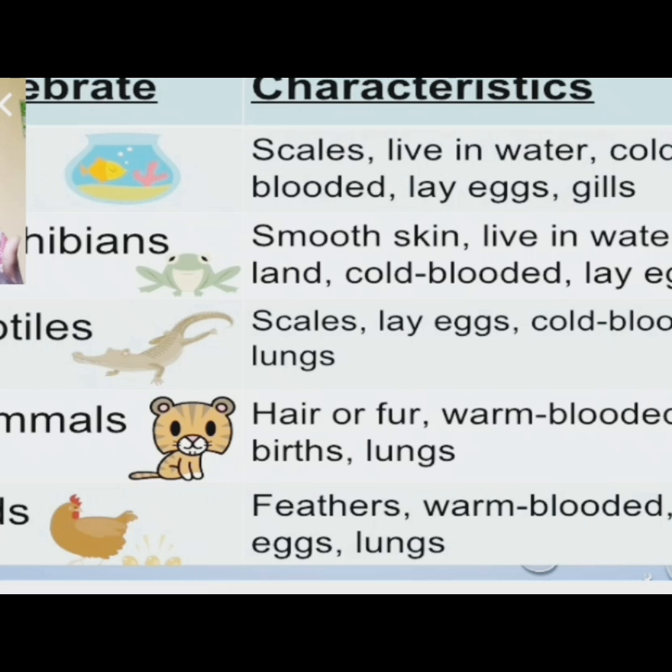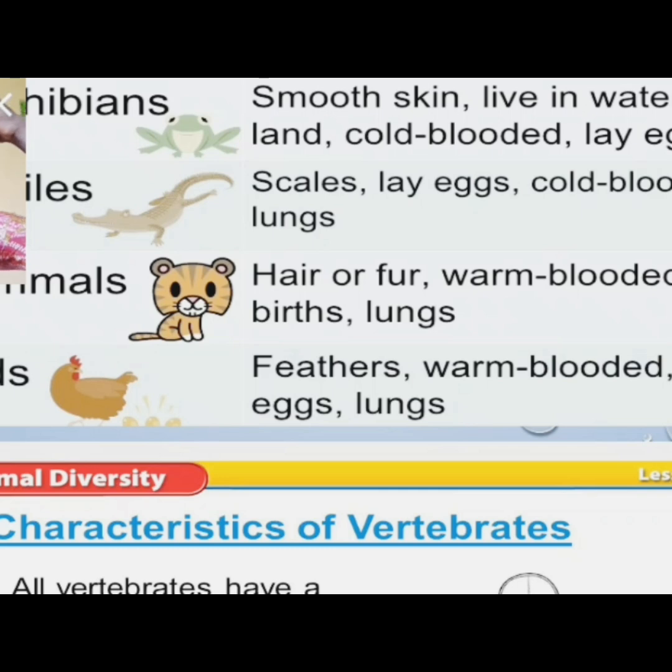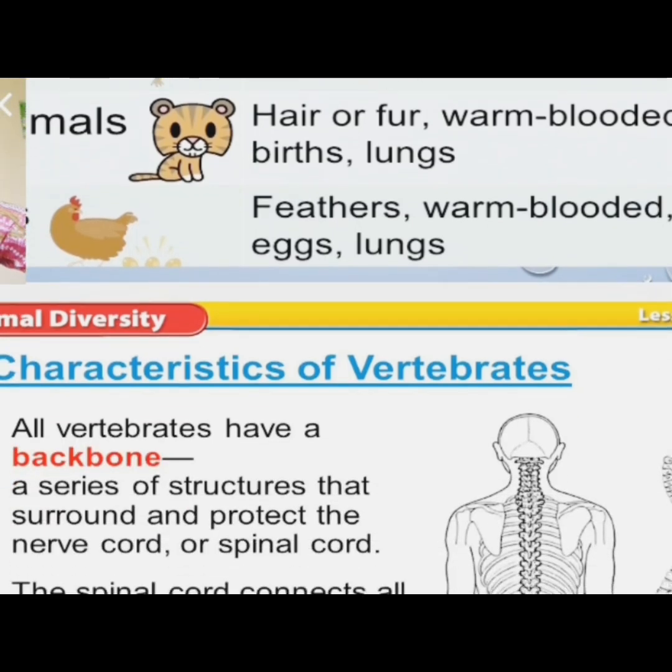Then they live mostly on land. Then some few mammals like whales and dolphins live in water. They give birth to their young ones alive, and they have lungs for breathing. So as I said earlier, birds possess feathers. They are warm-blooded, they lay eggs, and they have lungs for breathing also.